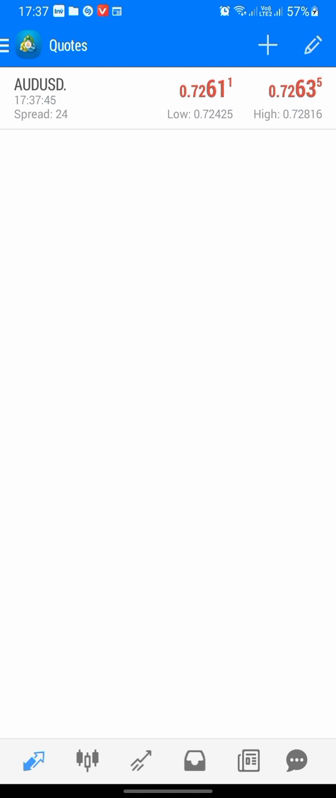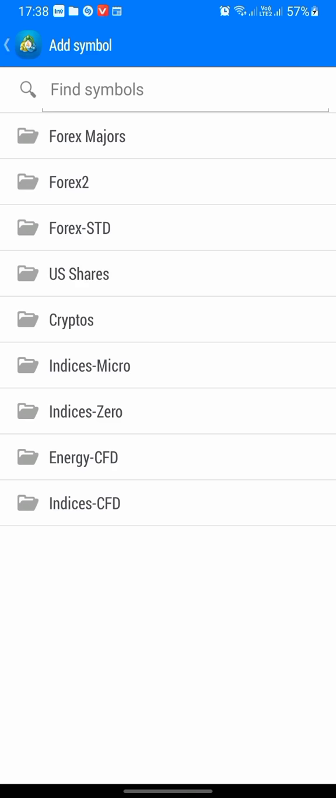Your currencies are paired in two, so they are called currency pairs. They're called currency pairs because they're paired in two. And the names are shortened into abbreviations of three letters: AUD, NZD, ZAR, just like that. So let's add more of the AUDs and USDs.